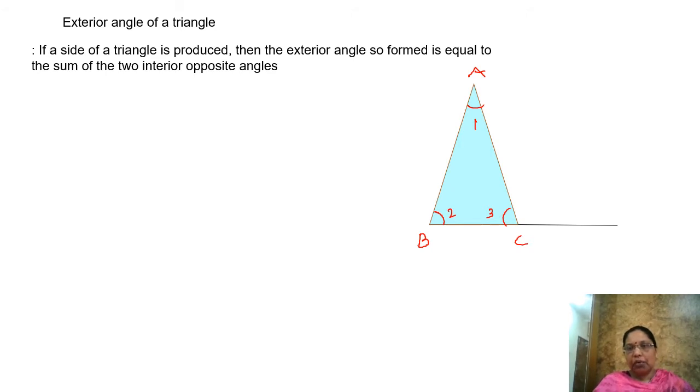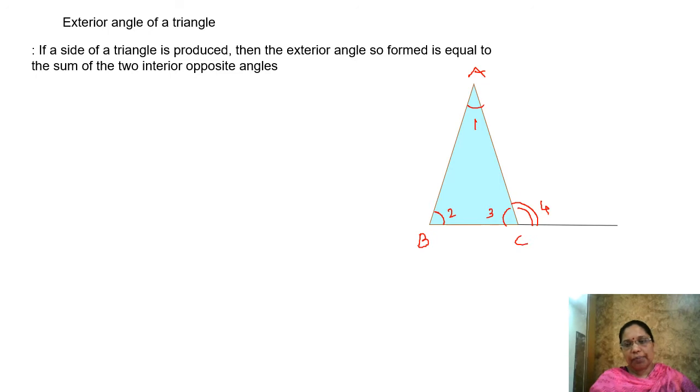Okay. Now this angle here, angle 4. This is outside the triangle. This is exterior of the triangle. All the angles 1, 2 and 3 are inside the triangle, whereas angle 4 that I have marked is outside the triangle. And how have I got that angle?